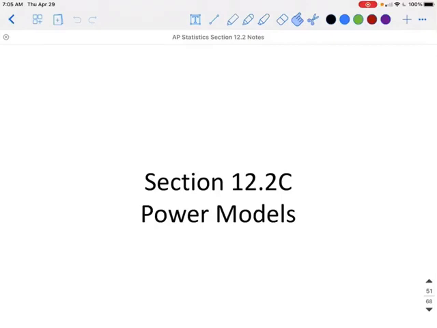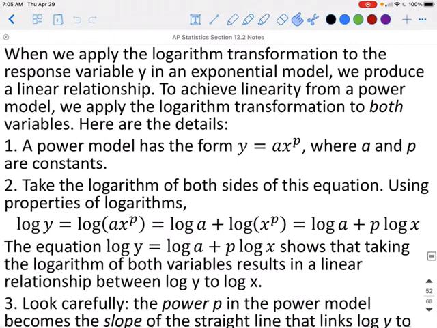This is section 12.2, part C, power models. When we apply the logarithm transformation to the response variable y in an exponential model, we produce a linear relationship. To achieve linearity from a power model, we apply the logarithm transformation to both variables.